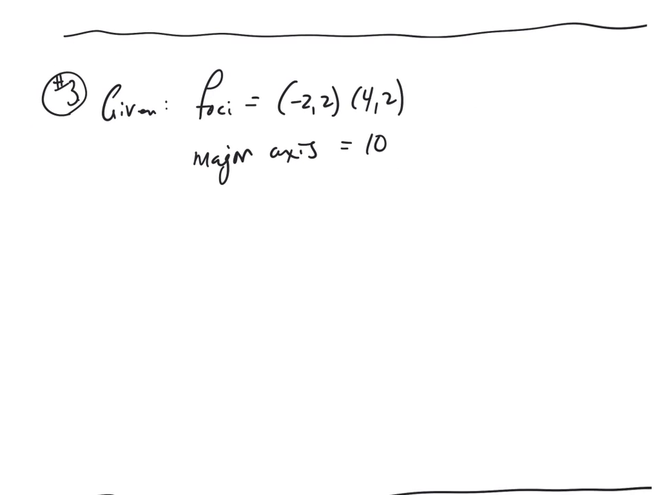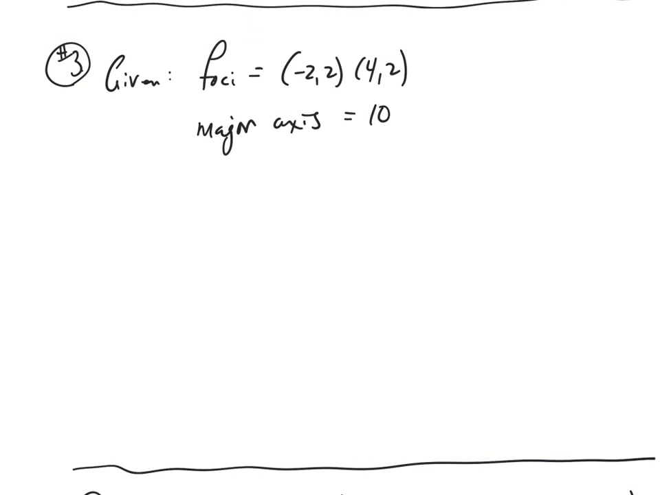Okay, next up, this one's going to be a titch tougher because I don't tell you the vertices this time. What I tell you instead is the foci, and I give you the length of the major axis. Again, it's going to be helpful to draw yourself a picture. So I'm going to start by drawing myself out a picture of this fella. So the foci, left 2, up 2. So there's a focus, and 4 to the right, up 2. There's a focus.